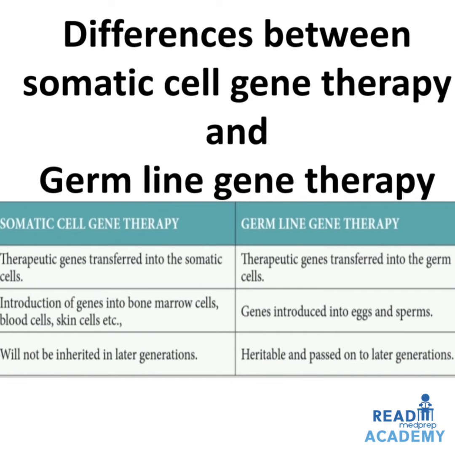What are the differences between somatic cell gene therapy and germline gene therapy? In somatic cell gene therapy, therapeutic genes are transferred into the somatic cells. In germline gene therapy, therapeutic genes are transferred into the germ cells. In somatic cell gene therapy, genes are introduced into the bone marrow cells, blood cells, skin cells, etc. Here in germline gene therapy, genes are introduced into the egg and the sperms. Somatic cell gene therapy will not be inherited in later generations, whereas germline gene therapy is heritable and passed on to the later generations.